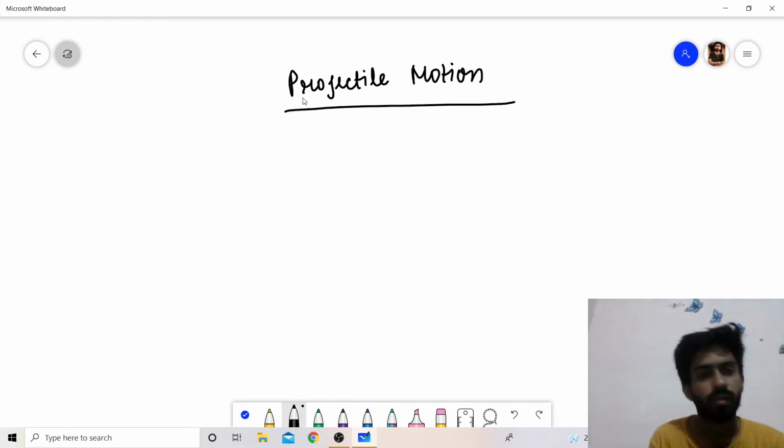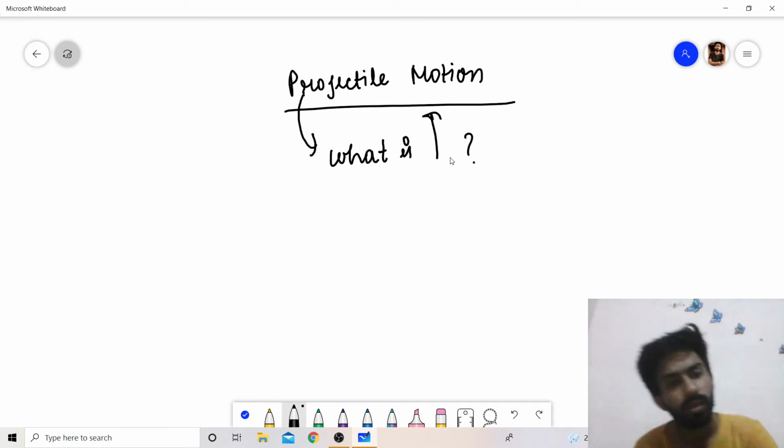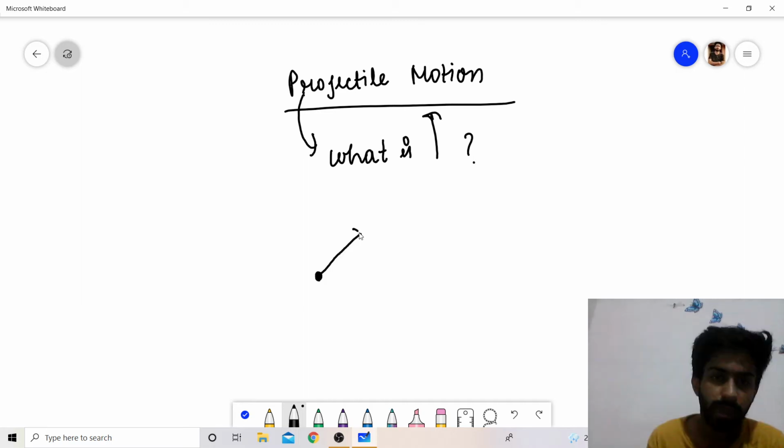To start projectile motion, first we talk about what projectile motion is. To understand it, let us consider a ball that is thrown by a man with initial velocity u at some angle theta. Then this ball travels under the effect of gravity, and this type of motion is called projectile motion.